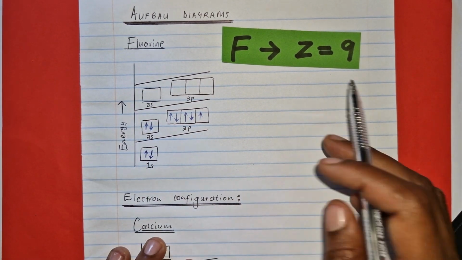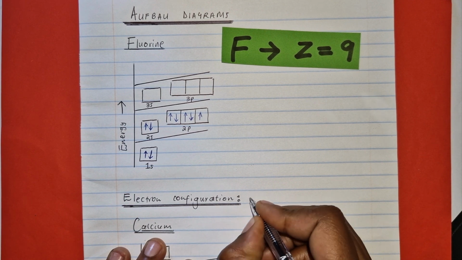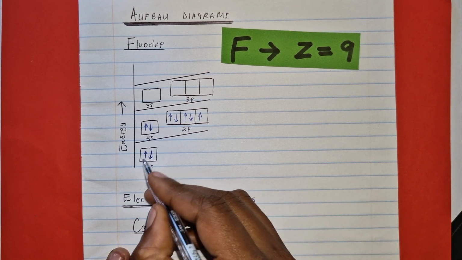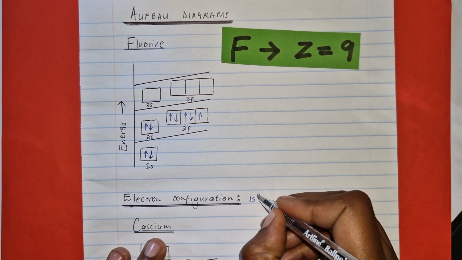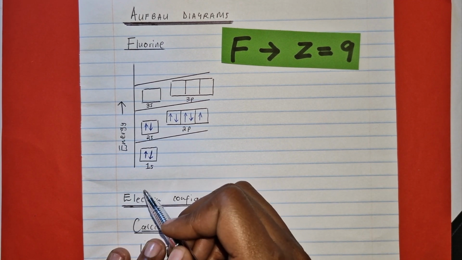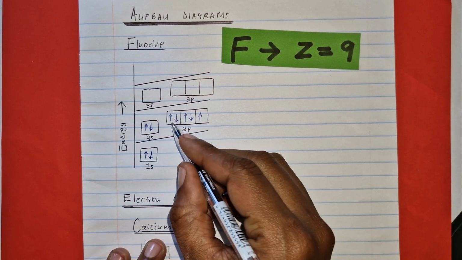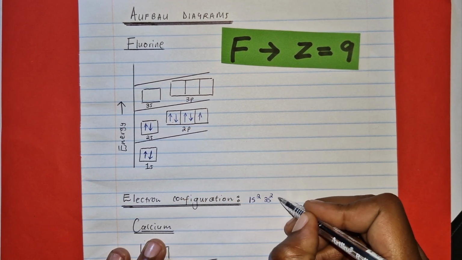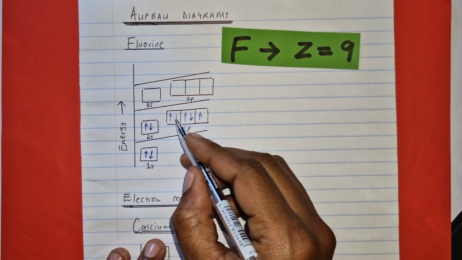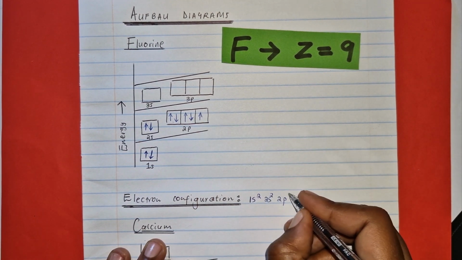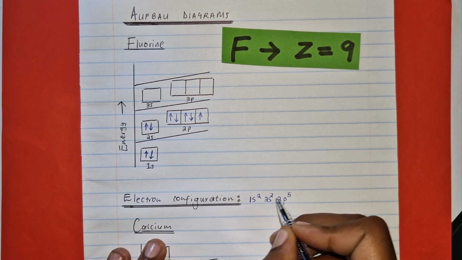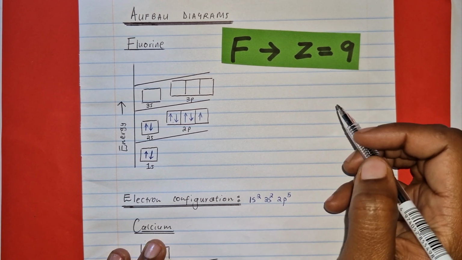So we would write the electron configuration. We'll say the 1s orbital has how many electrons? 1, 2. The 2s orbital has how many electrons? It is 2, 2s. The 2p orbital has how many? It has 1, 2, 3, 4, 5. So 2 plus 2 plus 5, that is 9.